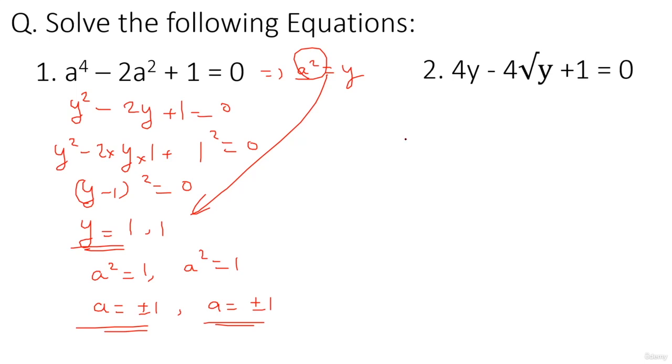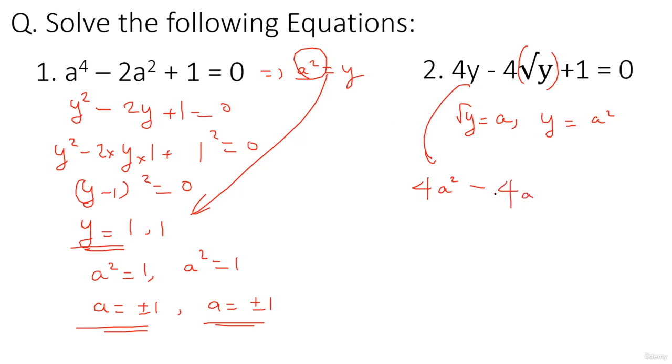The next question says 4y minus 4 root y plus 1 equals 0. Again, just like the previous question, we convert the given expression into a quadratic equation. How do we do that? We substitute root y equal to, let's say, a. If you square both sides, y becomes a square. Problem solved.